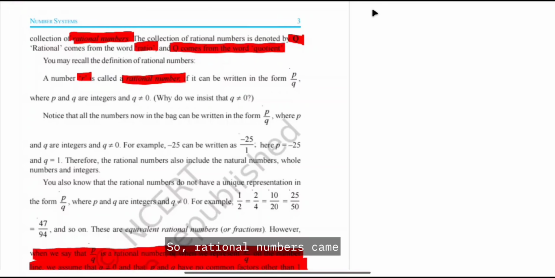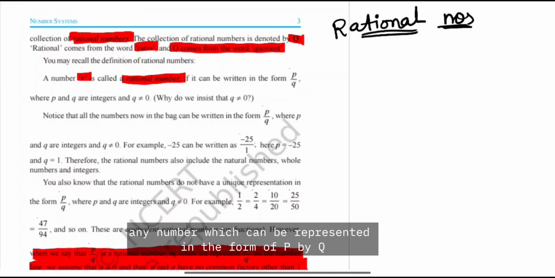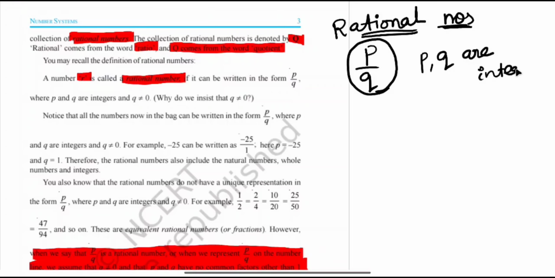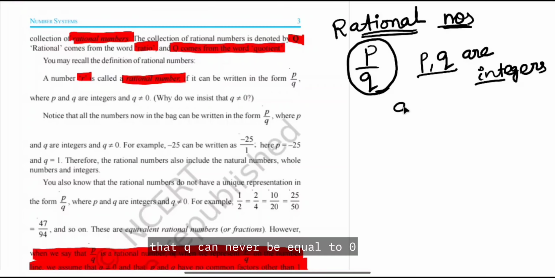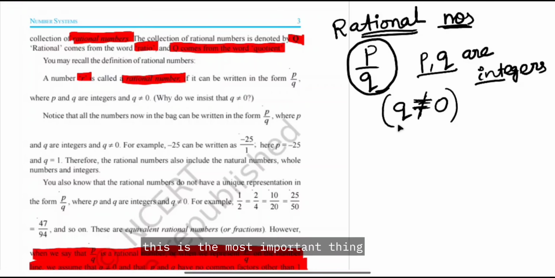So rational numbers, we basically know that rational numbers are any number which can be represented in the form of p by q, where p and q are integers. But there is a condition that q can never be equal to 0. q can never be equal to 0. This is the most important thing.